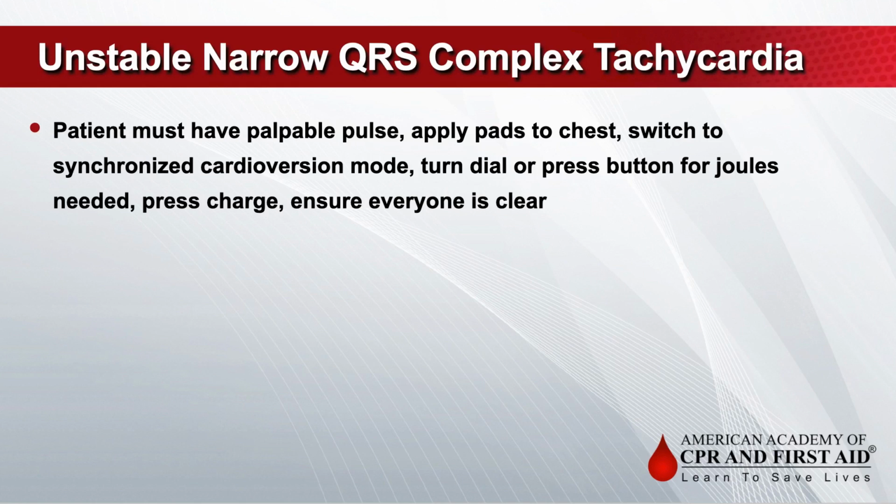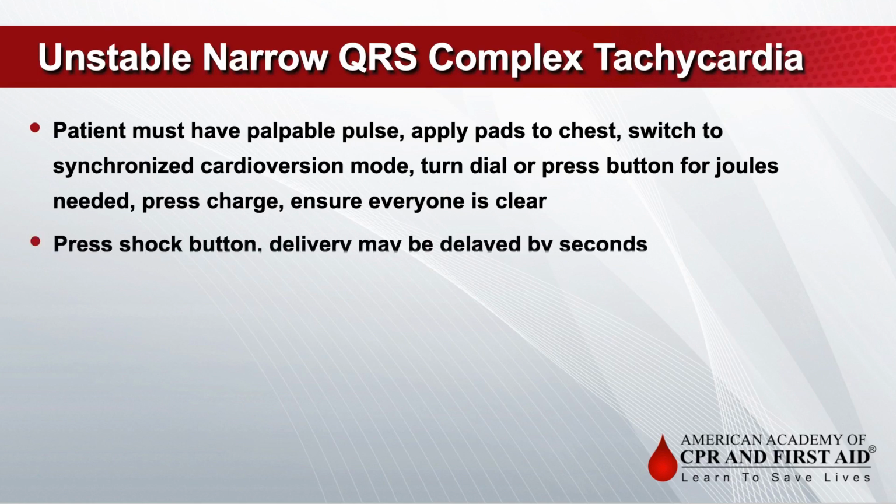Recall that for cardioversion, a lower amount of joules is used. Press charge and ensure everyone is clear from the patient. Press the shock button. The shock delivered may be delayed by several seconds while the machine ensures the shock is delivered at the right moment in the ECG.